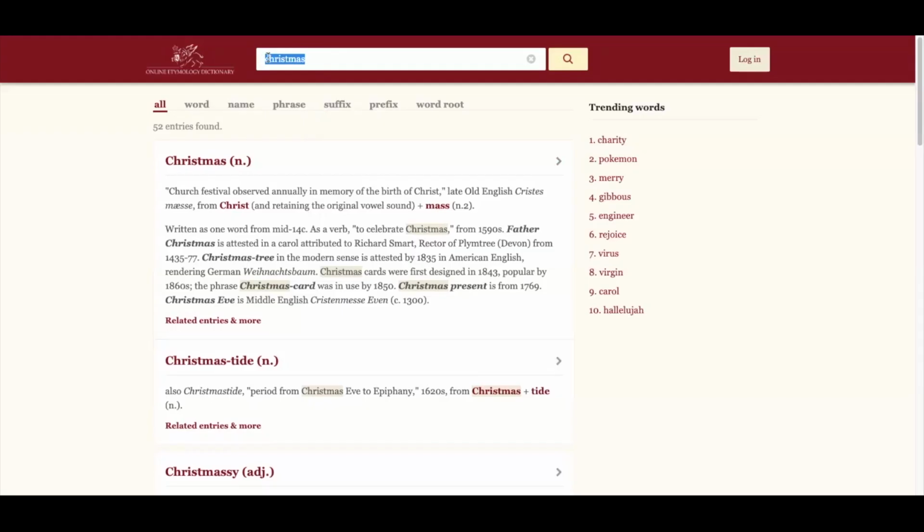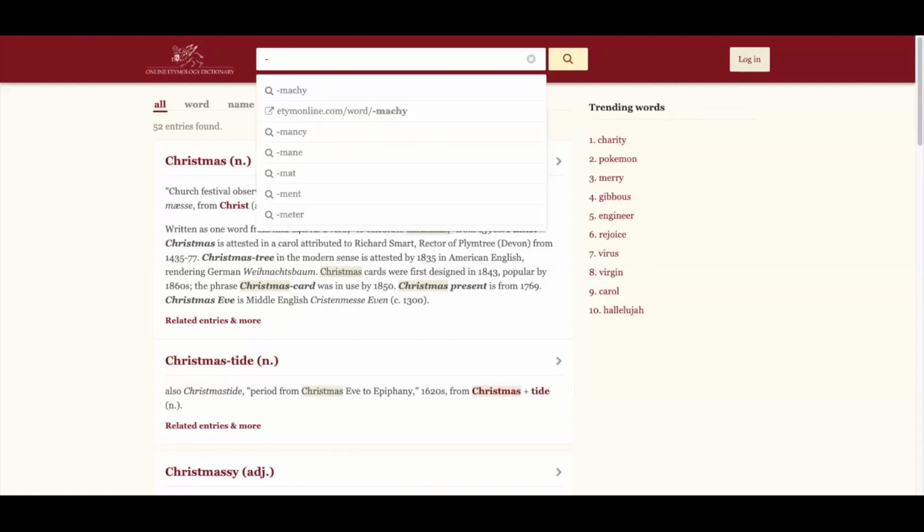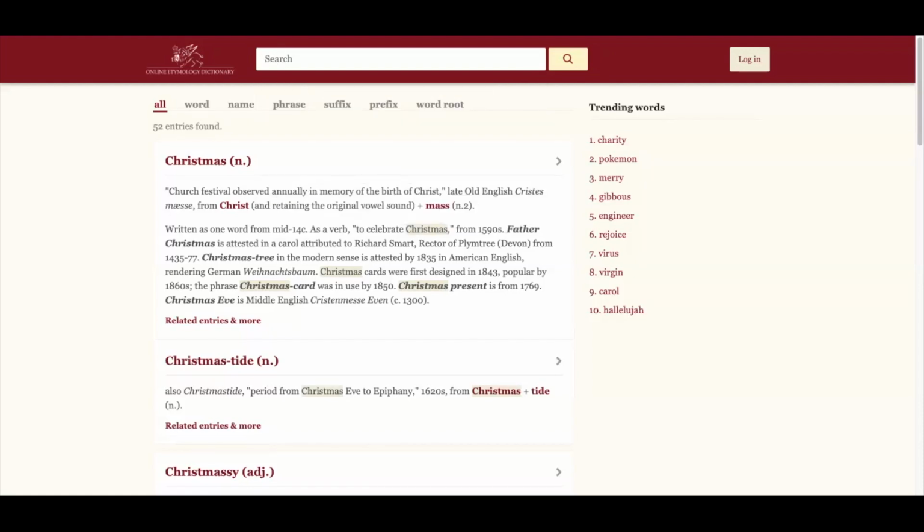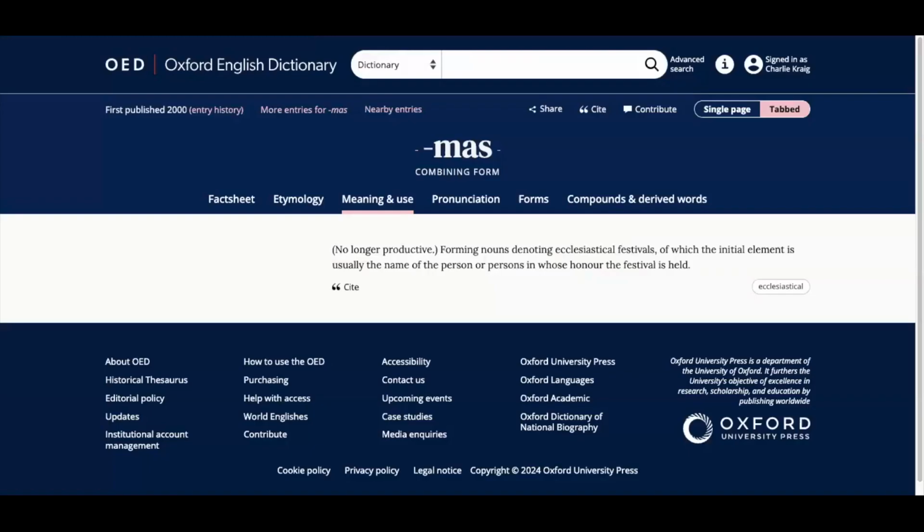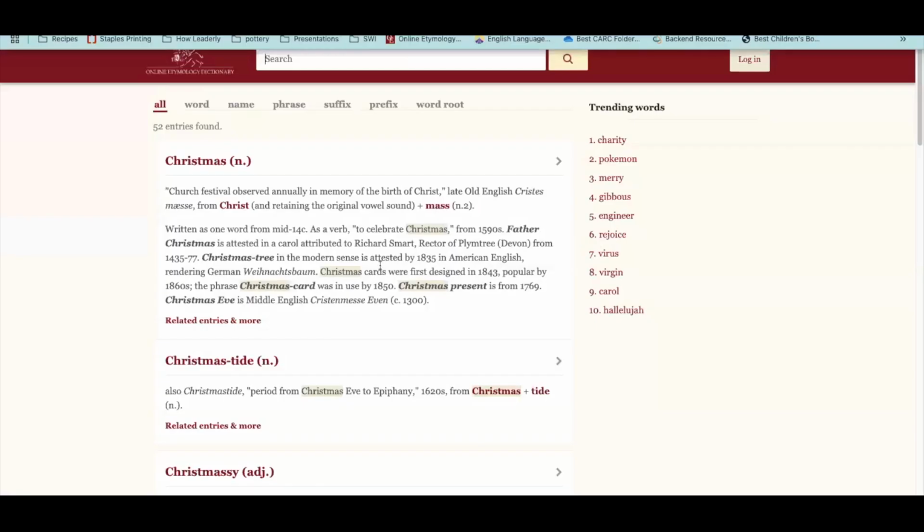That's really cool. I'm wondering, let's see. No. So he doesn't have MAS as a suffix because I'm guessing it's no longer being used. Like that's what it means when it says no longer productive, means we don't do that anymore. So if there was a new ecclesiastical festival that was invented tomorrow, we would not use MAS as part of its building to denote that. There would be another word or something that we would do for it.